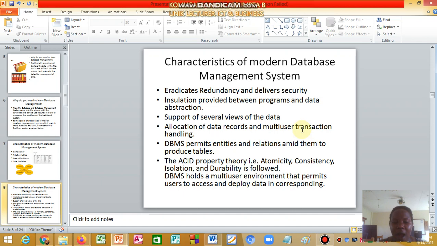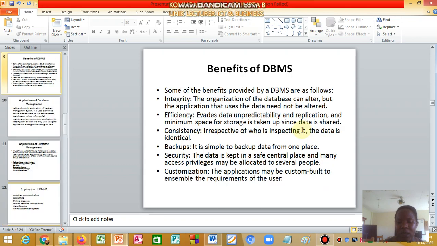Then we have ACID, which is atomicity, consistency, isolation. That is a property that most databases have, and it has durability, and it holds a multi-user environment that permits users to access and deploy data in correspondence.